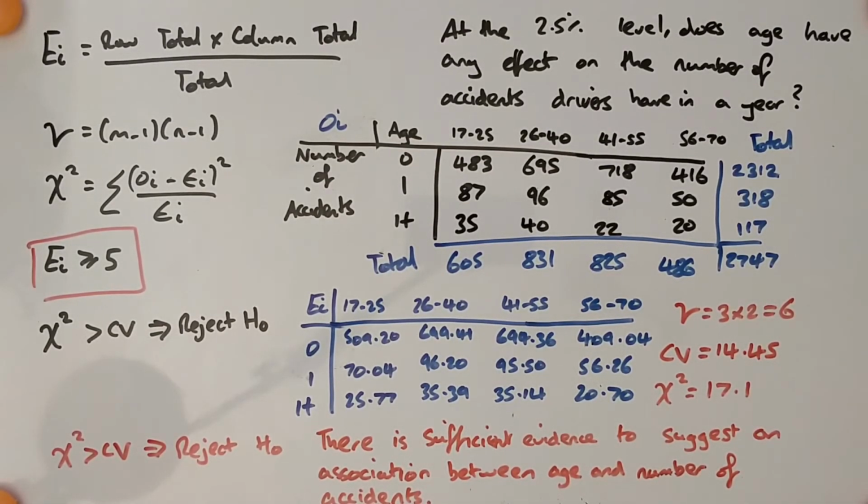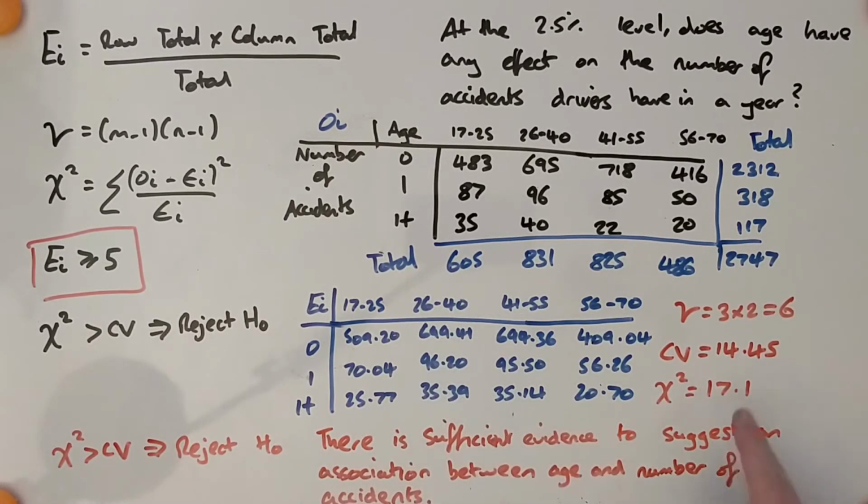So here is my solution. Remember, the first thing we do is add the totals on, so I've added the totals on. Then we work out our expected values. Our expected value is row total times column total divided by total. Here all the expected values are bigger than or equal to 5, so there's no combining required.